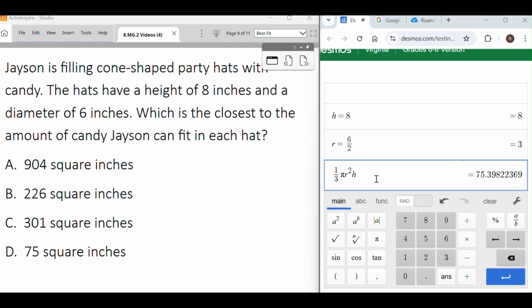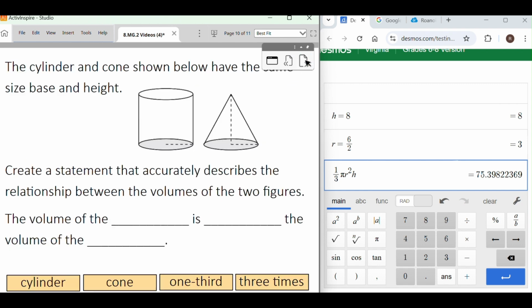So I have written the formula for the volume of a cone, 1/3 pi r squared h. And we have our height and we have our radius. So that gives us 75.4, or 75 square inches worth of candy. All right, so let's go to the next one.